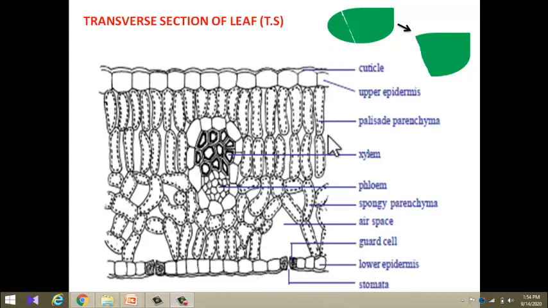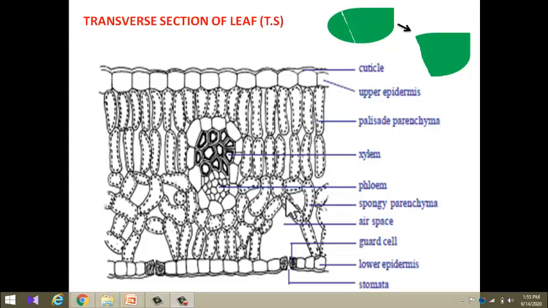Now what is the tissue that is present in between these epidermis? The tissue is called parenchyma. There are two types of parenchyma. The parenchyma which is present towards the upper epidermis is made up of cells which are columnar, regularly arranged with less gaps in between. These gaps are intercellular spaces. So less intercellular spaces are present. Cells are regularly arranged, columnar.